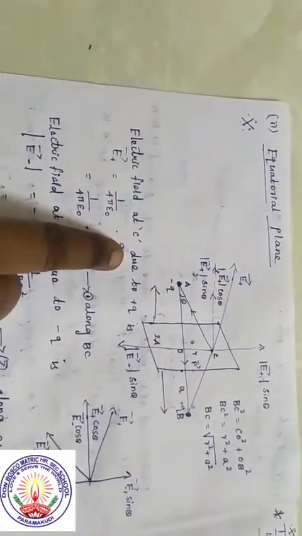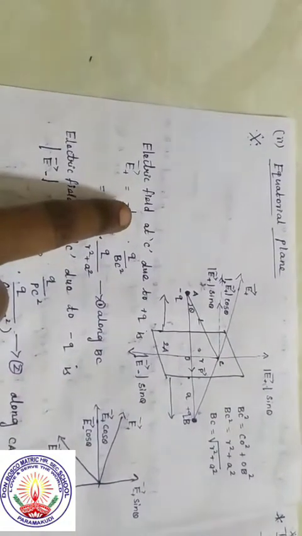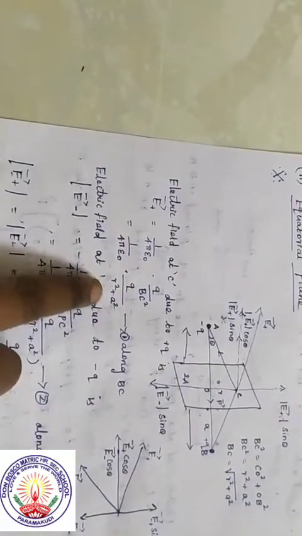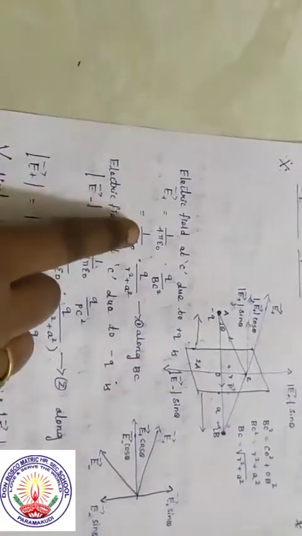First, the electric field at point C due to the charge. For the positive charge, what is the value? We already know the formula: 1 by 4 pi epsilon into Q by R squared. Instead of R squared we write the distance, R squared plus A squared. First we take BC, then we take CA. What is the positive charge, what is the negative charge? We equate the positive and negative charge magnitudes. The vertical component we will get as 0 and the horizontal component is not equal to 0.